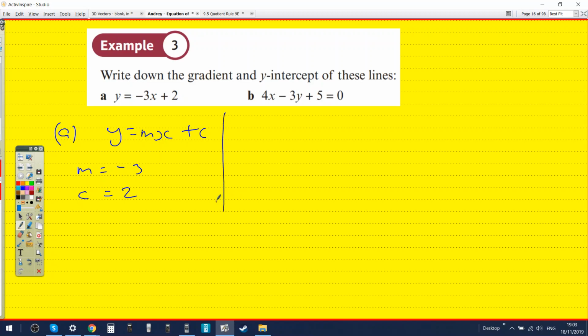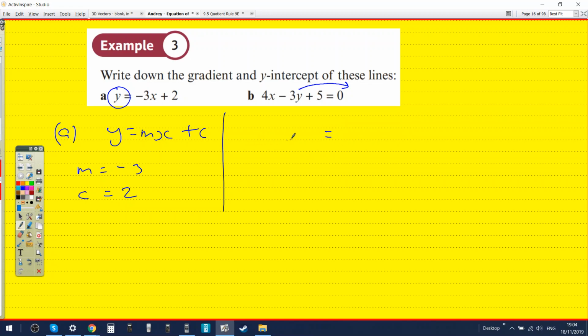How about b? So is the gradient 4? Only when it's in the form of y equals mx plus c. So do I have to do 4x minus 3y equals -5? So basically you have to make y the subject. Yeah. Might be easier to just put the y to the other side.